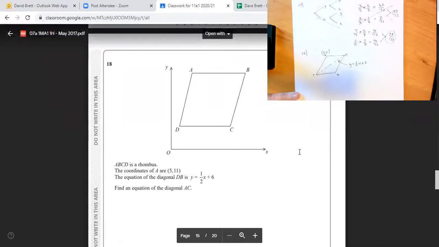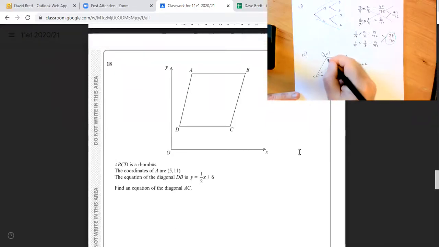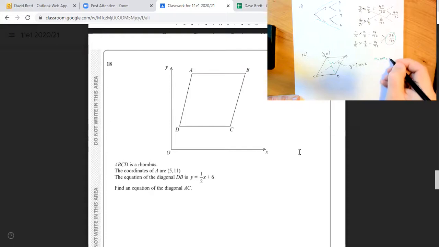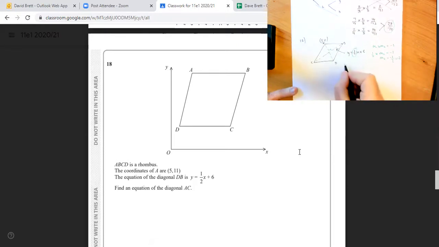So there's my diagram. Okay, so we should know that our other diagonal crosses at right angles. And we should know that when the gradients of two lines are perpendicular, they multiply to give you -1. So we know the gradient here is a half. So half times the gradient of the other line is -1, so the gradient is -1 divided by half, that's -2. So the gradient of this line here is -2. So we know it's y equals -2x plus something.